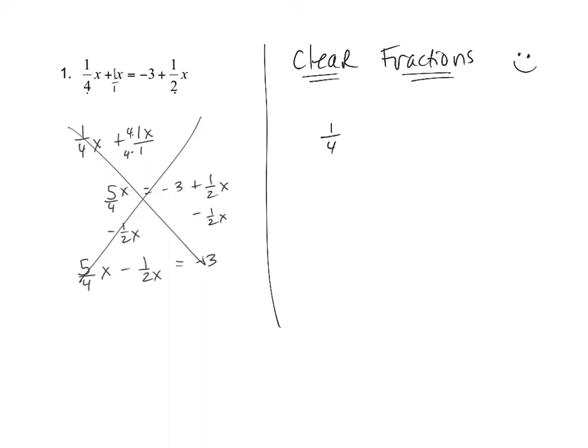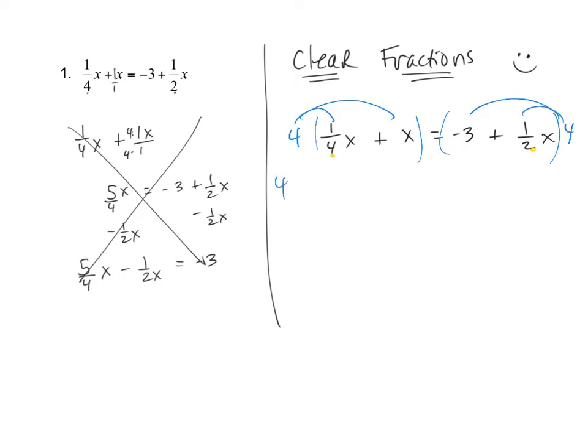What you do is you look at all of your expressions here, or all your terms. All you have to do is just look at the denominators. Okay, so I have a 4 and a 2. What would be the common denominator between 4 and 2? It would be 4. Okay, so when I end up distributing that 4 to both sides of the equation, that 4 gets to multiply by every single term in both sides of the equation. So it gets to multiply by 1/4 x. It gets to multiply by the x, by the -3, and by the 1/2 x.